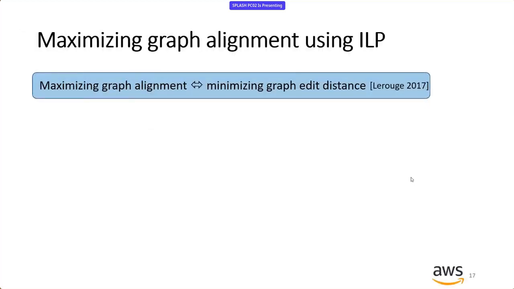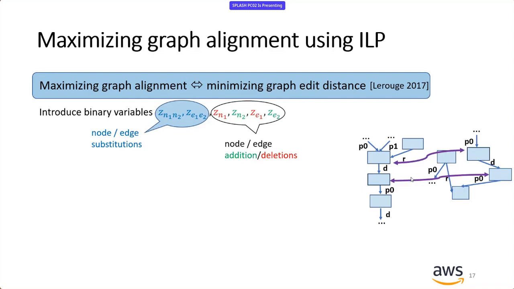Okay, so a pointer about the graph alignment using the ILP formulation. Maximizing the graph alignment can be thought of as minimizing the graph edit distance. And there is work by Lerouge and others in 2017 that showed that finding the exact minimal graph edit distance can be formulated as ILP. Okay, so I'll just go over the formulation at a high level now.